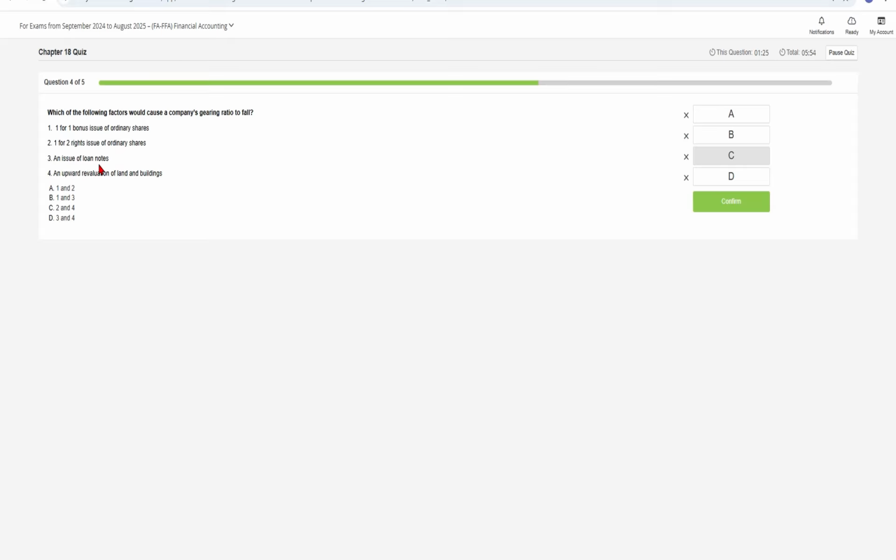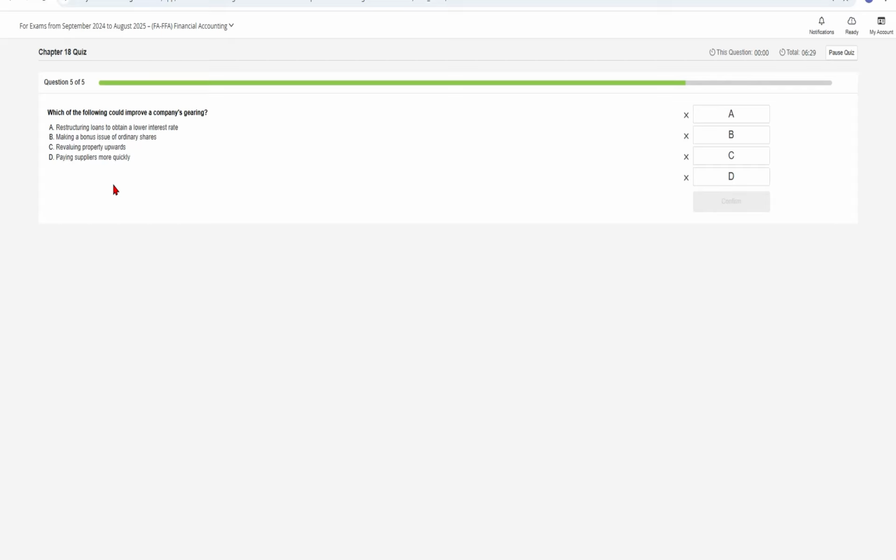An issue of loan notes. If we issue loan notes, our debt will increase, so the upper part of the ratio increases. Because there is a direct relationship, the whole ratio will increase, but the question is asking about a fall, so that's incorrect. Now the last, an upward revaluation of land and buildings. Yes, revaluation is part of equity. If it increases, the lower part of the ratio increases, and as I said, there is an indirect relationship that leads to a fall in the ratio.